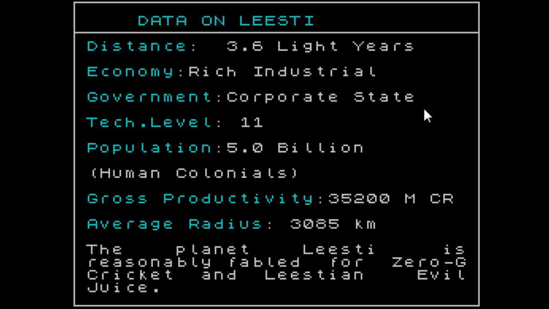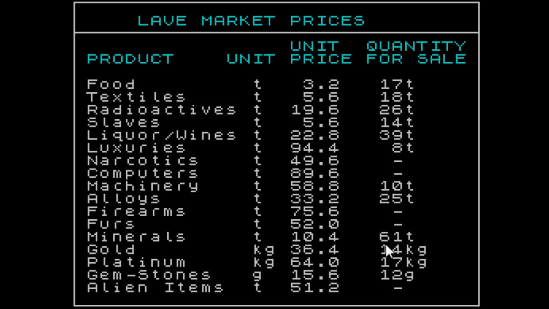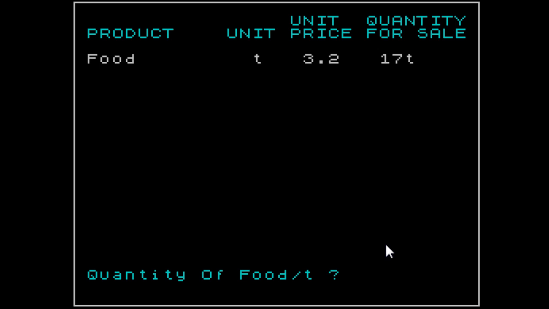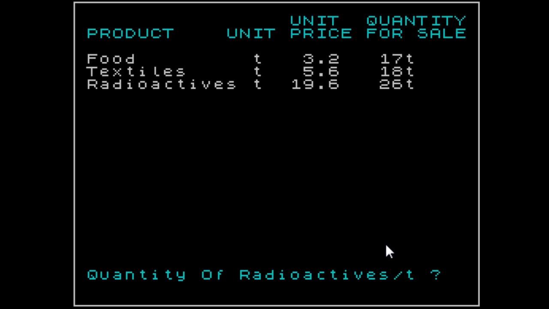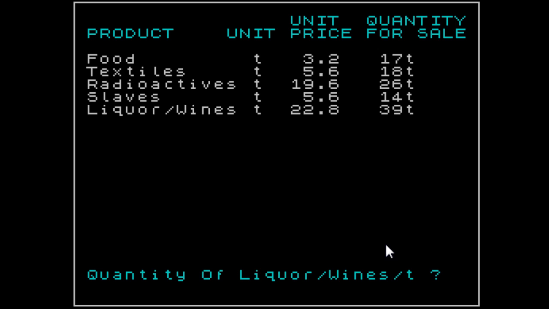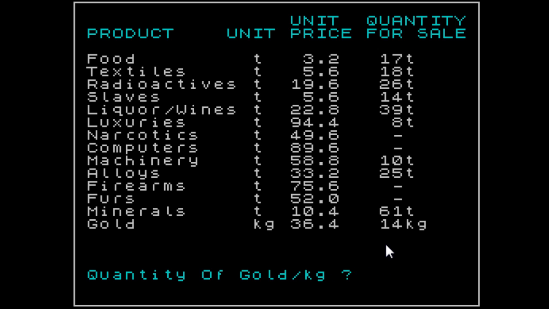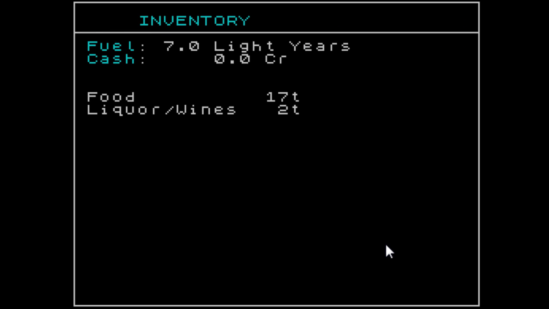You see, this is rich industrial. So this is a place that we want to go. You want to trade between industrial and agricultural worlds. So what we want to do is buy some stuff. We'd come over to our purchase screen, and then I'll buy, in this example, 17 tons of food. And then I just skip through and buy some liquors and wines, and that now means I'm completely out of money.